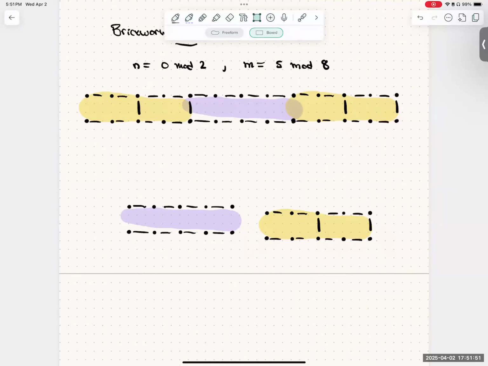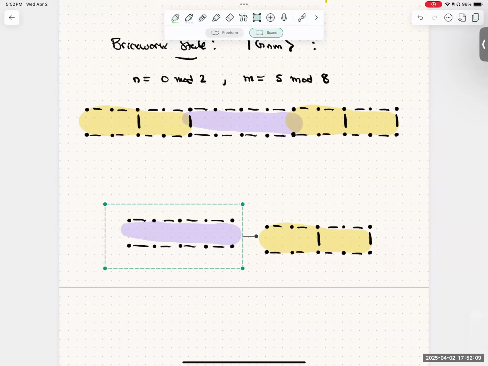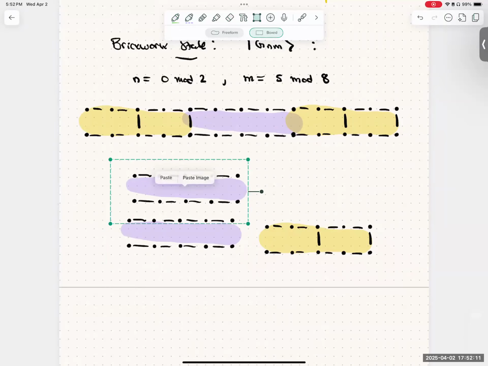So the mod 8 is coming from this piece right here, which has length 8. The 5 is coming because each of these tiles is length 5, and so you just iterate this, but you do it in an alternating way. So the brickwork state is going to look something like this.